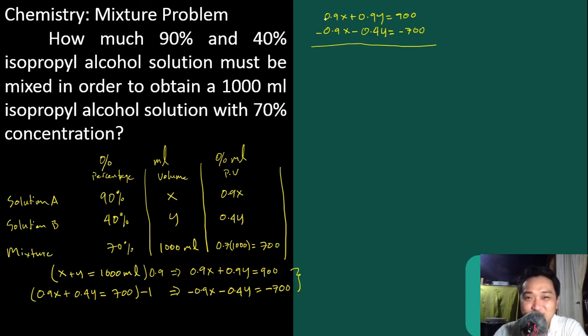Ayan. O, sige. So, here, we have 0.9x minus 0.9x, that is 0, right? So, we will just cancel them out. O, ito na yung sinasabi ko. 0.9y minus 0.4y is just 0.5y or positive 0.5y. O, mas madali, diba? I will not be dealing with negative numbers. Ganon. Sige. How about here? We have 900 minus 700, that is 200. So we have here 0.5y is equals to 200.